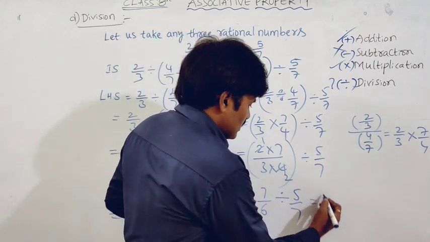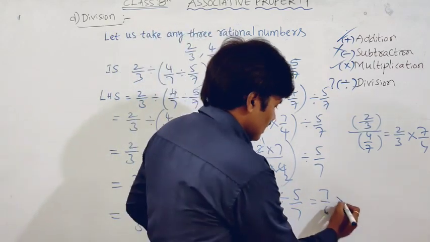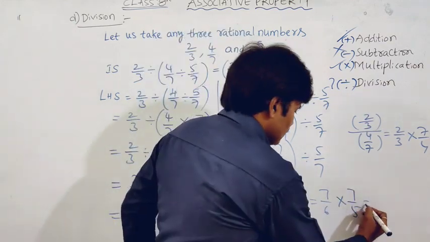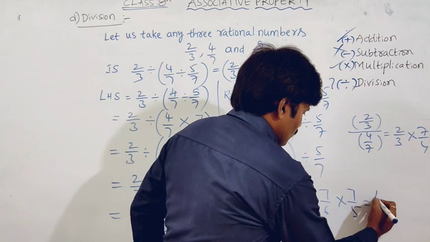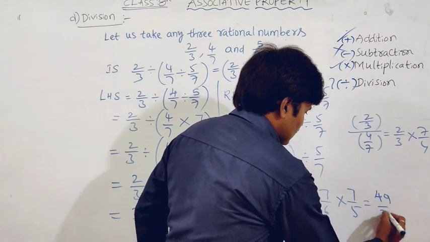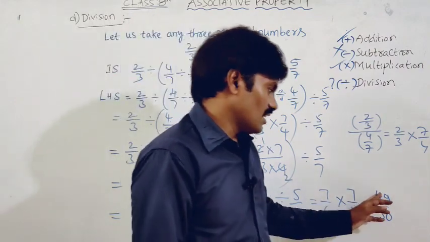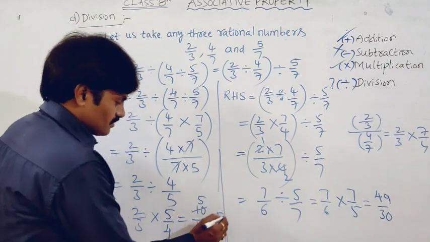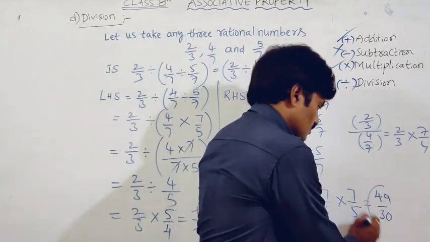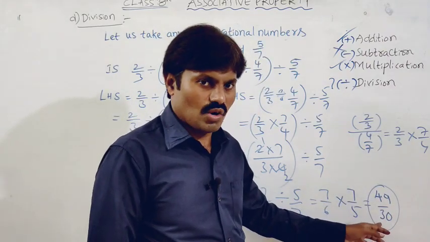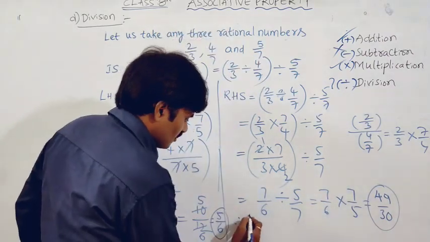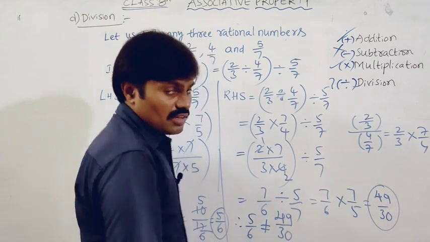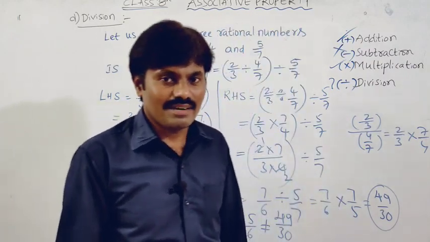Now 7 by 6 divided by 5 by 7, I can write as into 7 by 5. Then 5 by 7 becomes 7 by 5. Then 7 sevens are 49, 6 fives are 30. So we have 49 by 30. For the LHS part, how much did we get? 5 by 6. Are these the same? Is it possible to simplify any more? No. So from this, what can we conclude? 5 by 6 is not equal to 49 by 30.